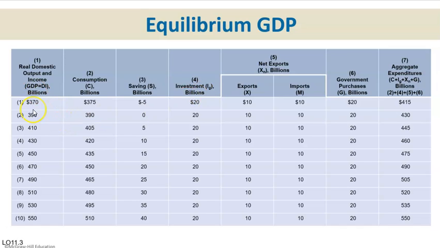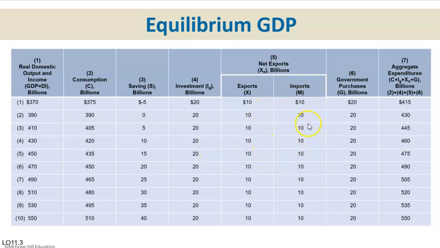So the first thing I want you to notice, that this is a recap from chapter 10, is that as income increases, then consumption increases. So the consumption is always going to rise as GDP rises. Now, if you take a look at investment, notice that this is exactly the same no matter what GDP is. So sometimes they'll just tell you investment is 20 billion. And what I want you to remember is that investment is primarily dependent upon real interest rates. It's not dependent upon the GDP. That's why it's not changing.